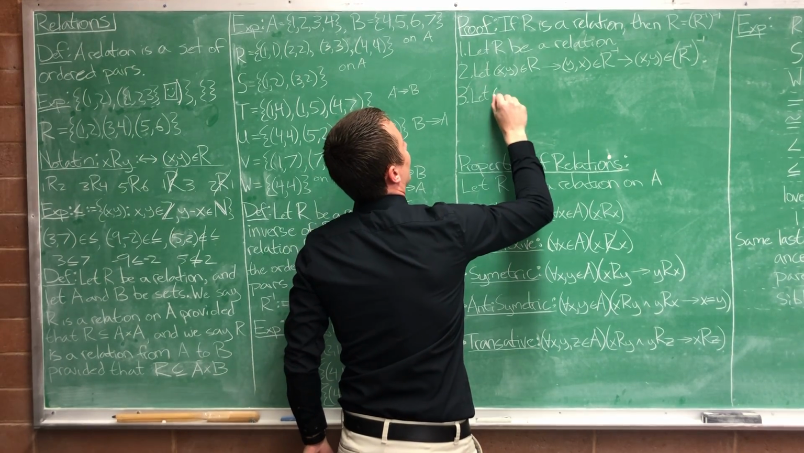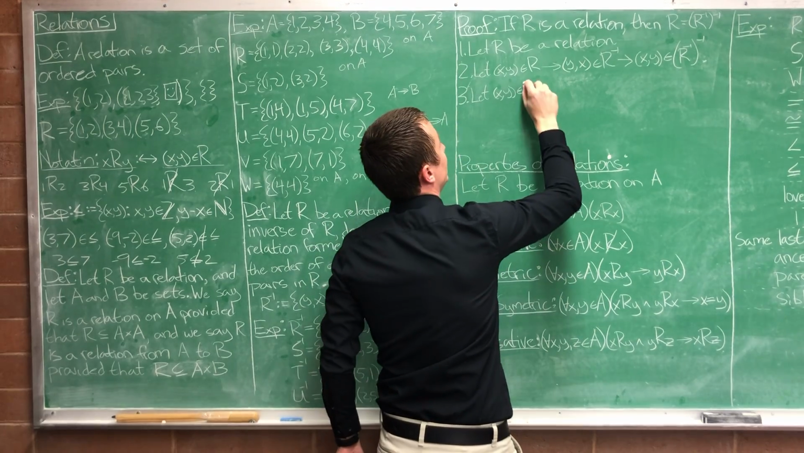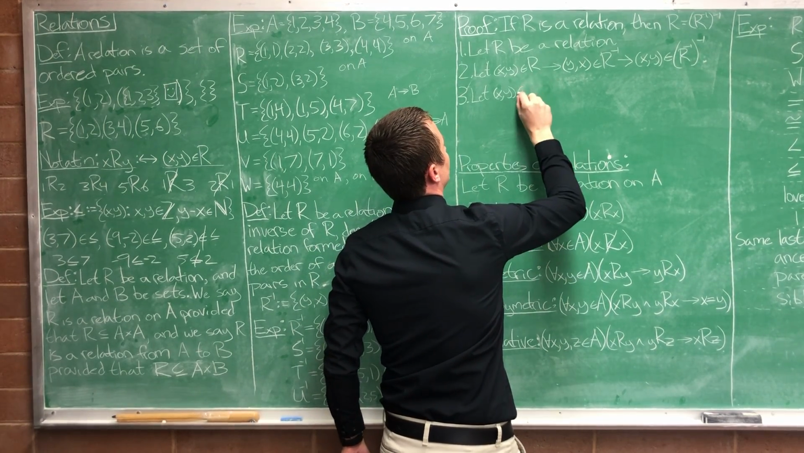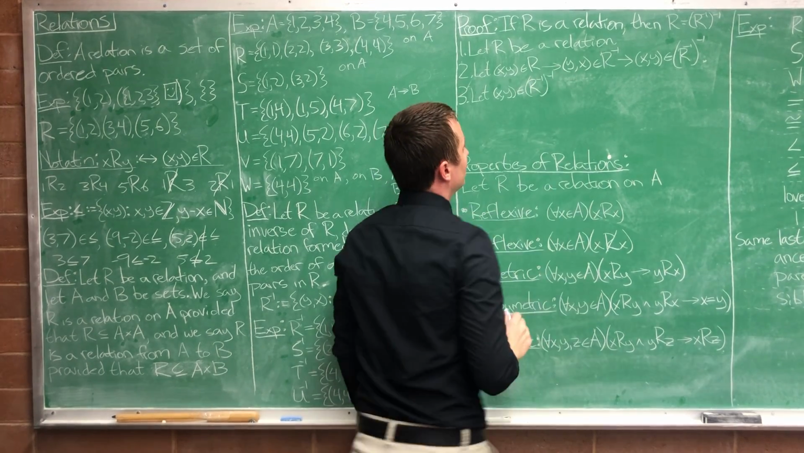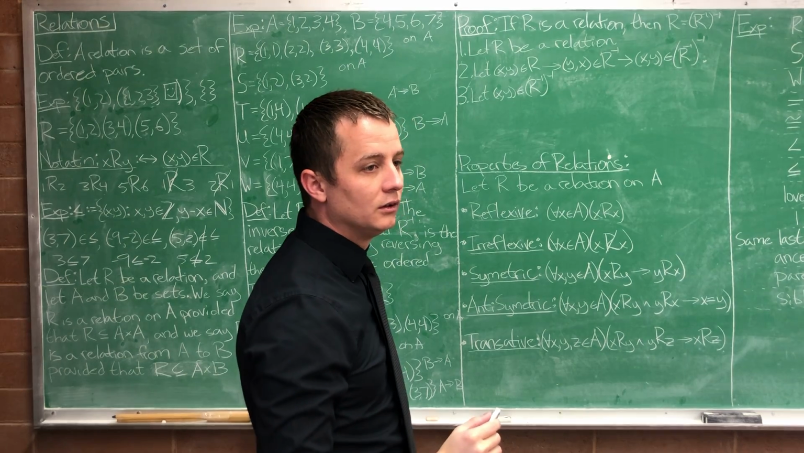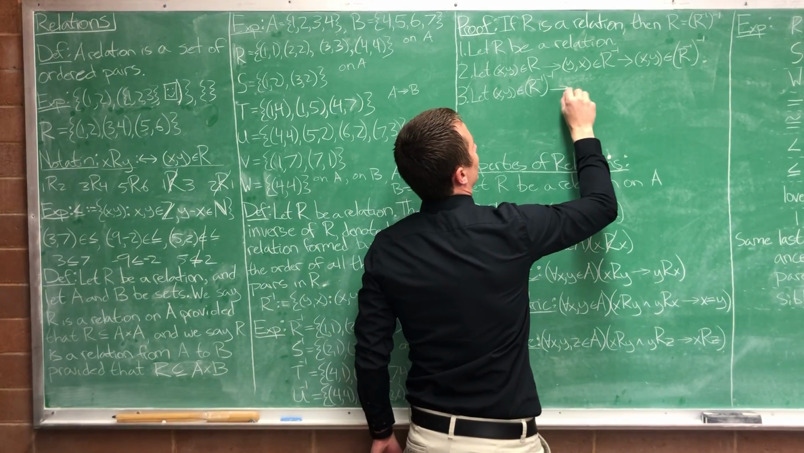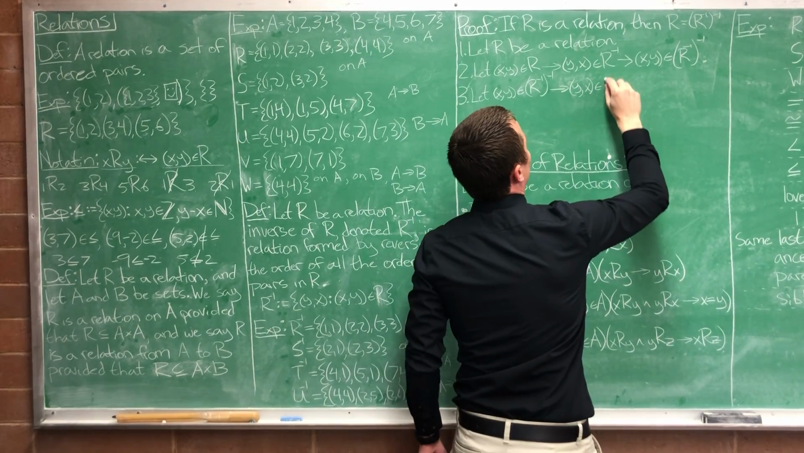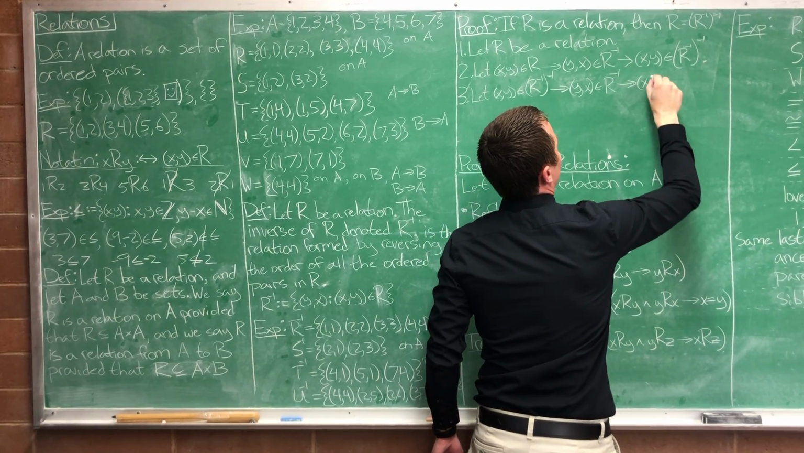This time we're going to say let (x, y) be in R inverse inverse. Now, if (x, y) is in R inverse inverse, that implies that (y, x) is in what? R inverse. Which implies that (x, y) is in what? R.